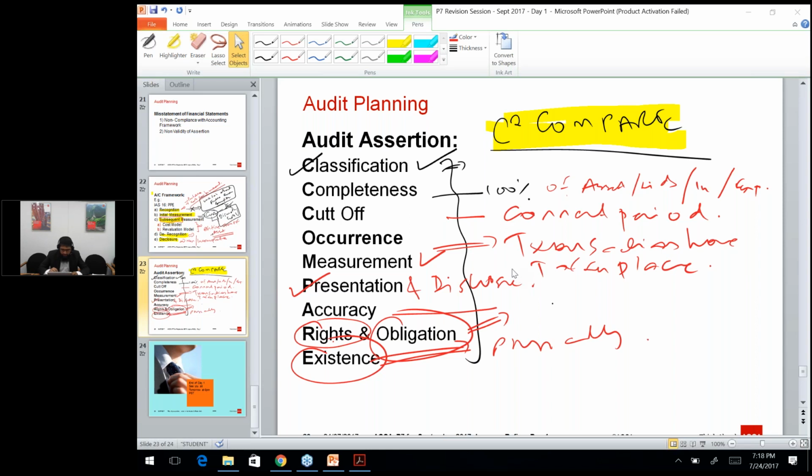It's not the final slide. We will attempt the exam questions now. We'll attempt the final exam questions now. So we can have a namaz break.